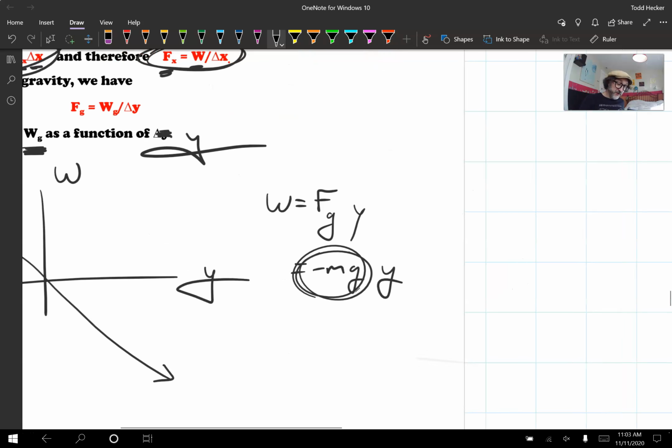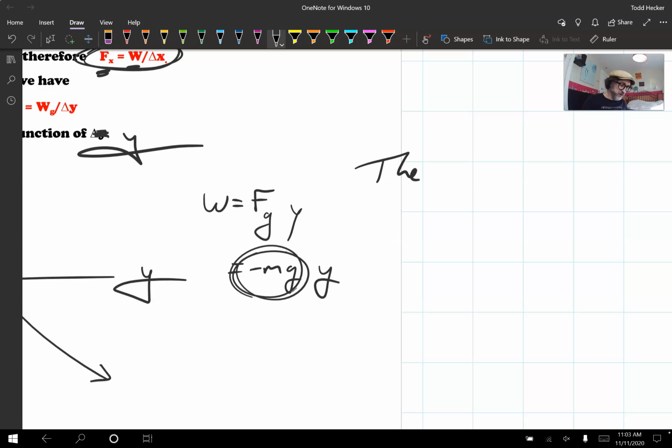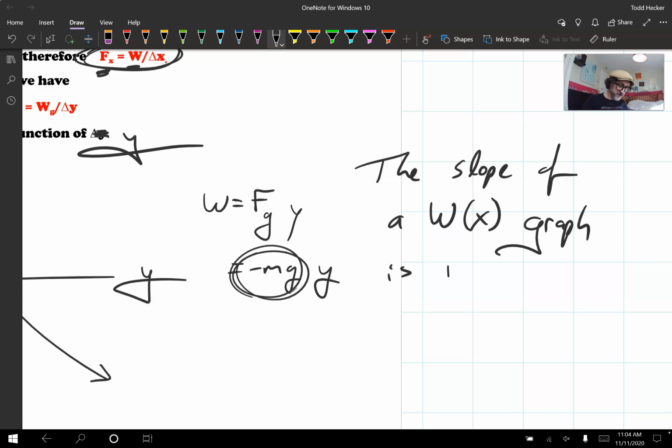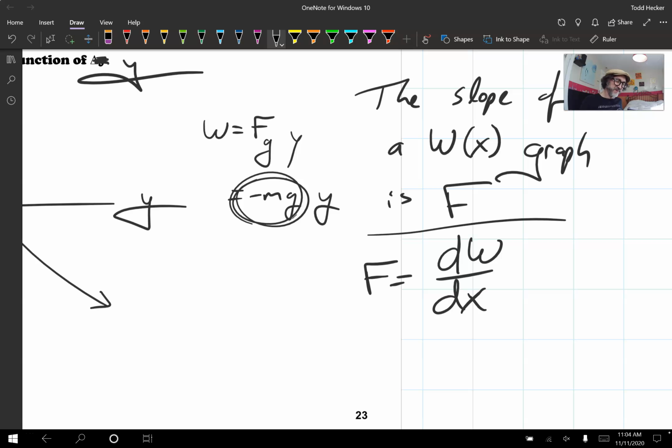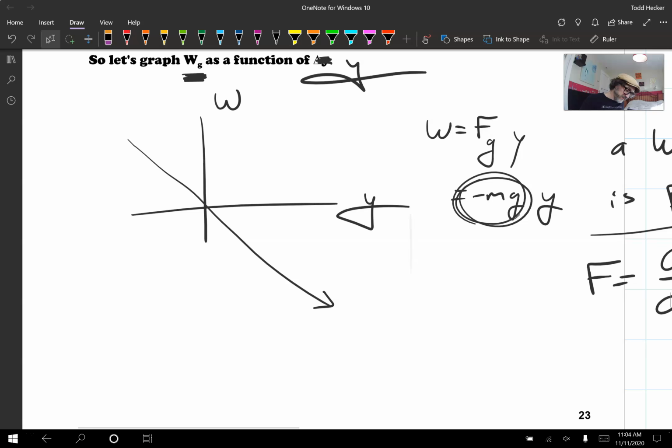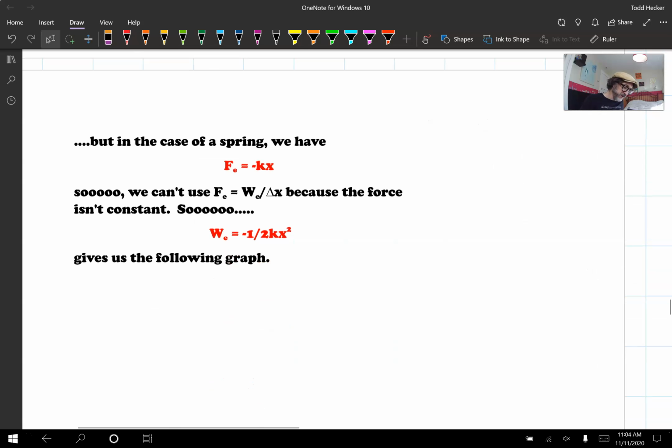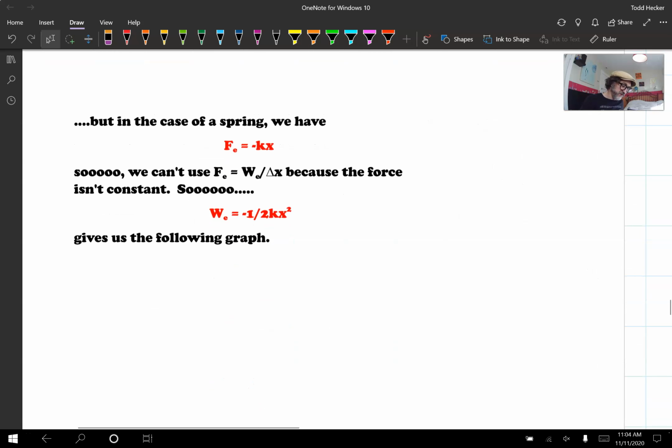So what this is leading us to think is the slope of a work as a function of position graph is the force. Okay? Or the force is the slope of the work as a function of position graph. Okay? So let's kind of grind through another example here that's maybe a little bit more involved. All right?